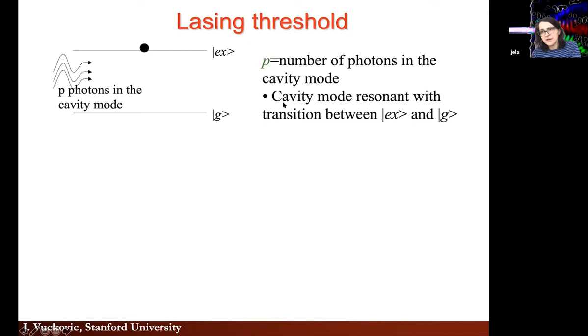Okay, so let's put that together and then we can discuss if you need more help. So here are the laser rate equations. The first one describes the number of excited carriers. The second one describes the number of photons in the cavity mode. Okay.